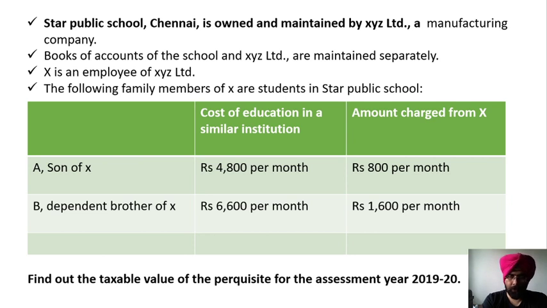B, dependent brother of X: 6,600 per month is the cost of education in a similar institution, and the amount charged from Mr. X is 1,600 per month. You have to find out the perquisites for the assessment year 2019-20. So you can take more time for the calculation. You can pause this recording and replay it again. I am going to discuss the correct answer.